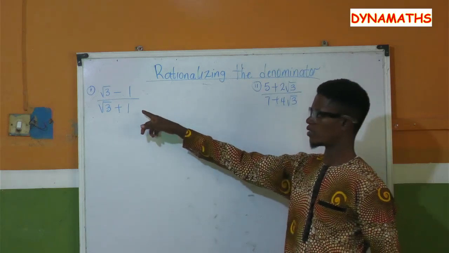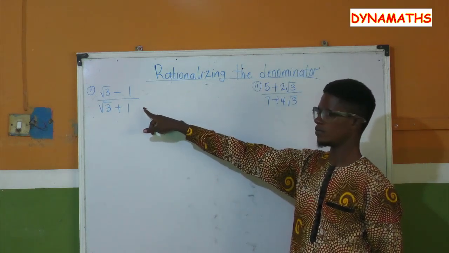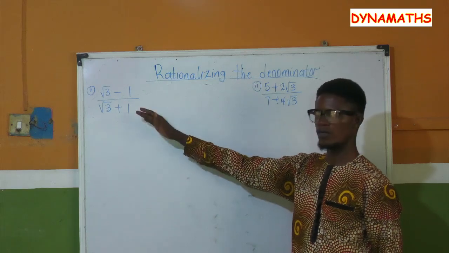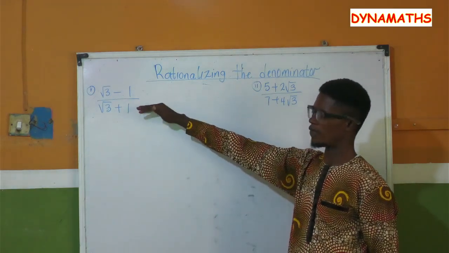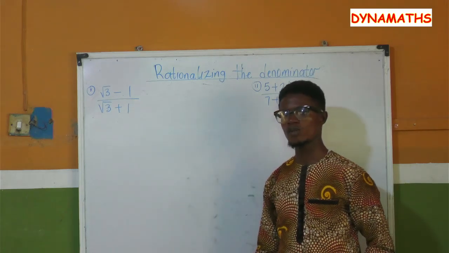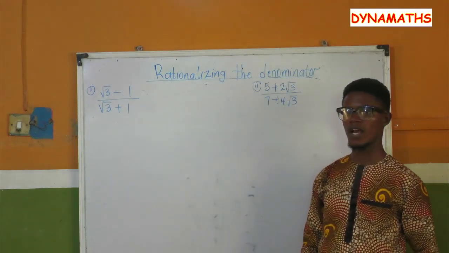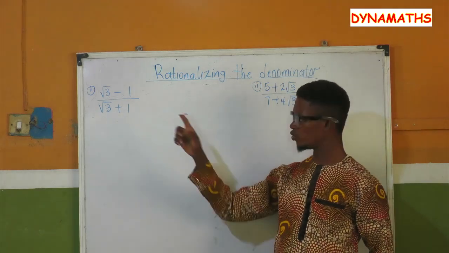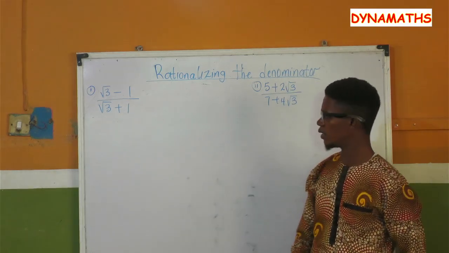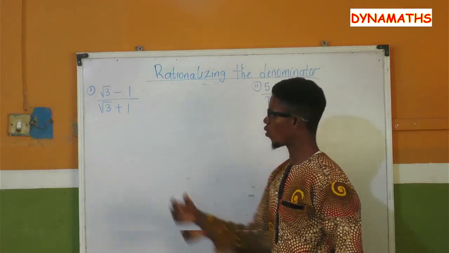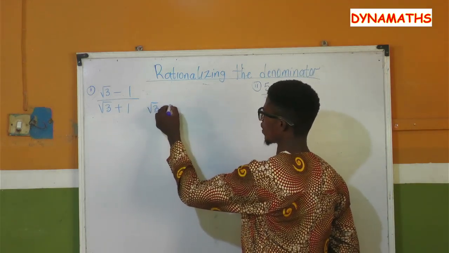So we know that the denominator is the value that is in the lower side of a fraction. The upper value is your numerator, the lower value is your denominator. So what we want to do is to rationalize the denominator. And the concept of rationalizing is that we take the conjugate of the denominator. What do I mean? The expression of the conjugate in the first example is root 3 plus 1.